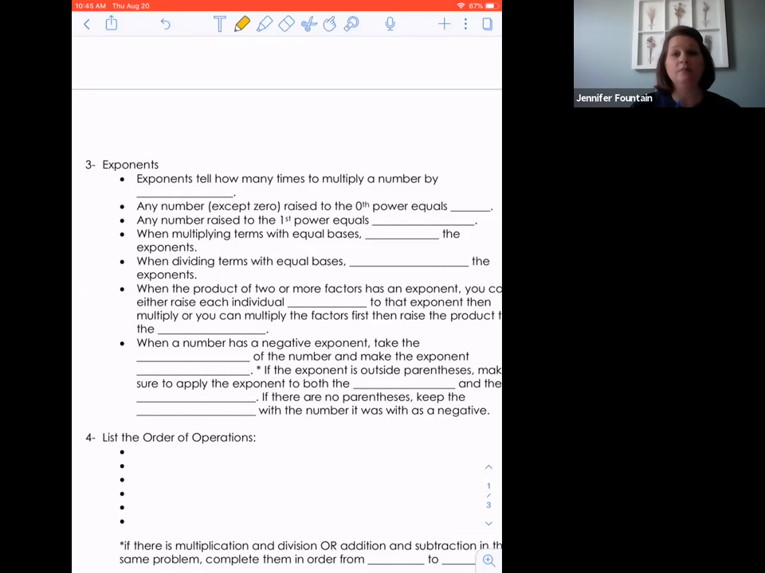If I have factors in parentheses with an exponent on the outside, I can distribute that exponent to the numbers, or I can multiply what's in parentheses first and then raise it to that power. And if I have a negative exponent, I know I'm going to have to take the reciprocal of the number. If the exponent is outside parentheses, I have to distribute it to both the numerator and the denominator. But if there are no parentheses, I keep the exponent with the number it was originally with. Okay? Those are our exponents.